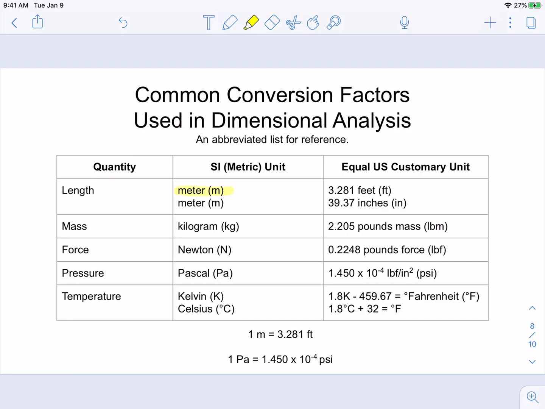We have a meter is equivalent to 3.281 feet. And if you take a look at the bottom of the sheet here, I wrote that out as a conversion factor. I have 1 meter equals 3.281 feet. So that's what this chart's trying to tell you. Or if you take a look at pressure, we have a Pascal, and over here it has what a Pascal is in PSI. Okay, so I wrote down here another conversion factor. 1 Pascal is equal to 1.450 times 10 to the negative 4 PSI, pounds per square inch. Okay, so we need to use these to help convert from one thing to another.